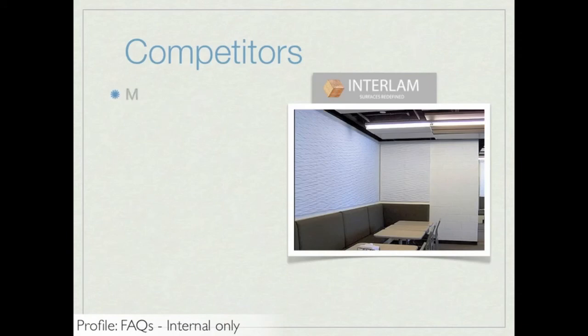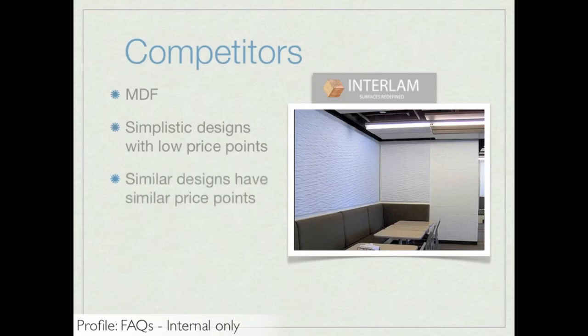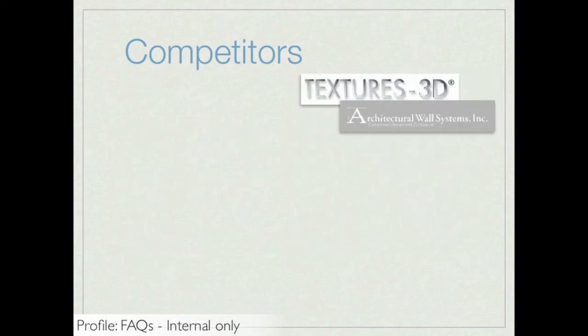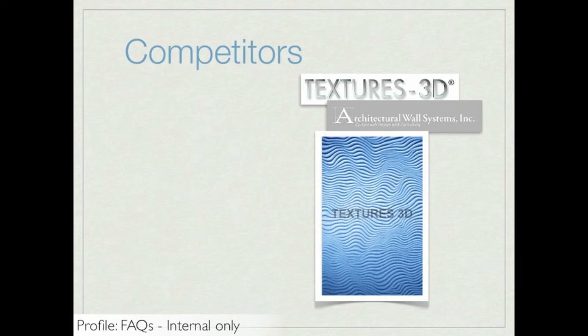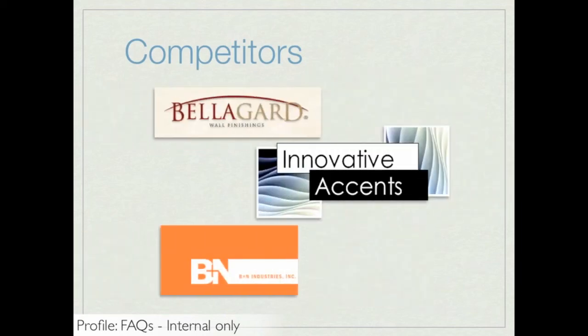Interlam uses MDF and has a wide offering of products including more simple patterns with lower price points. Their product designs that are similar to ours also have a similar price point. However, they charge more for the ability to apply a finish to the product. Texture 3D and Architectural Wall Systems are 2 companies who also use MDF and have similar price points. Bellegarde, Innovative Accents, and BNN are all small competitors as well.